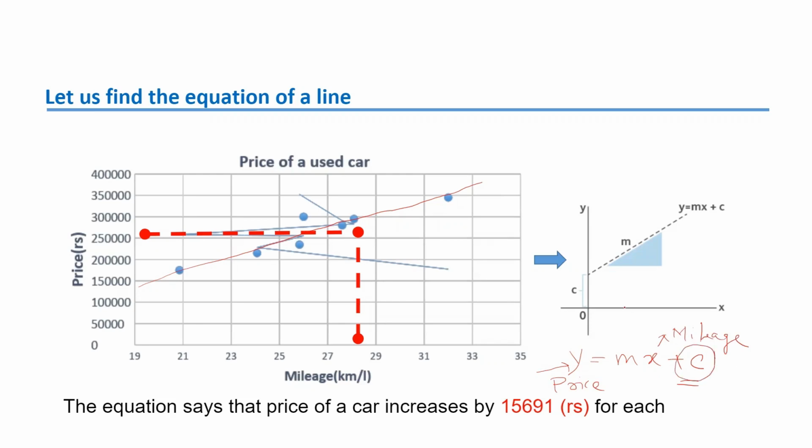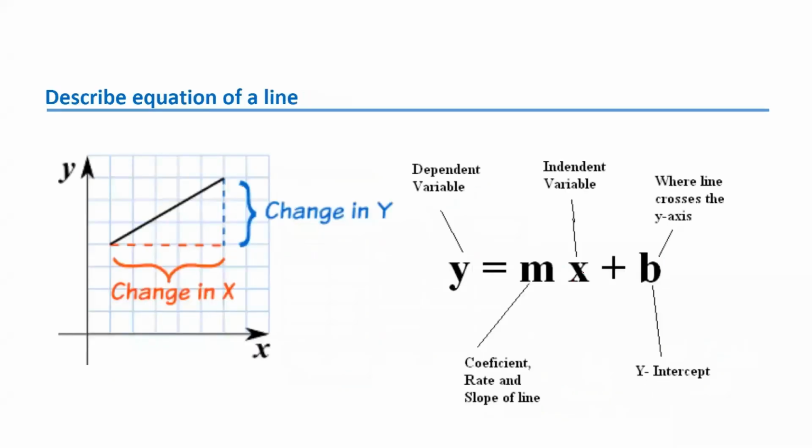What is the intercept? So intercept is basically the distance between 0 and the point where the line has touched. Let's look into this with an example. So as I said, y is the dependent variable here, x is the independent variable here, and c or b is the point where the line crosses the y-axis. It is also called the y-intercept.